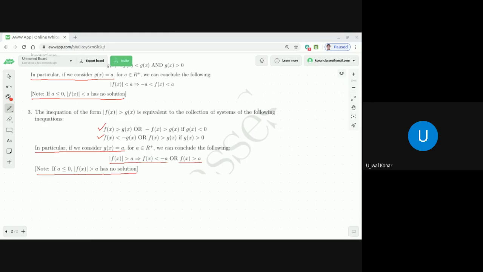And the fourth and the last guideline, dear students, that I'm going to discuss now, is when we see that |f(x)| is greater than or equal to |g(x)|. So what to follow at that time?